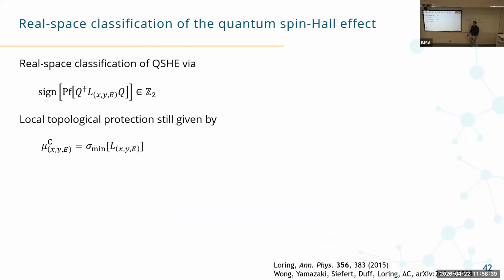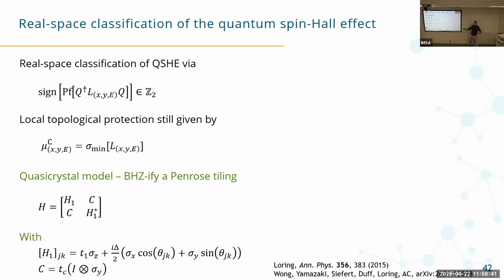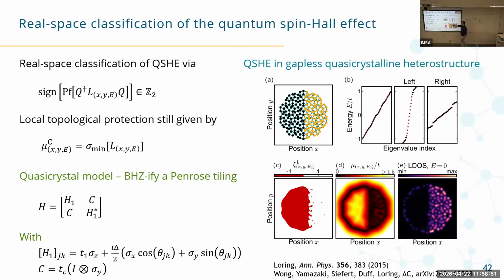And so that defines for us the C2 invariant, the sign of the Pfaffian. It again picks up the same local topological protection. We can test this in some quasi-crystalline system by, say, using a Penrose tiling. We'll make a topological flavor of this that has the quantum spin Hall effect on one side. We'll make the other side gapless just to show off. And you can see that our local invariant is going to exactly pick up the topological half. Our local gap will be large here, and our LDOS will show that there are plenty of states on the gapless side at zero.